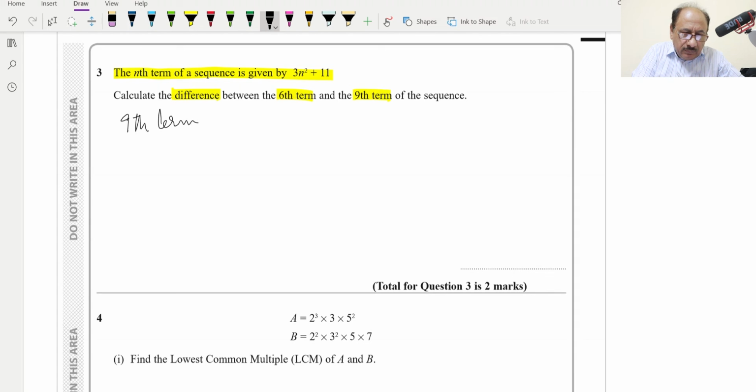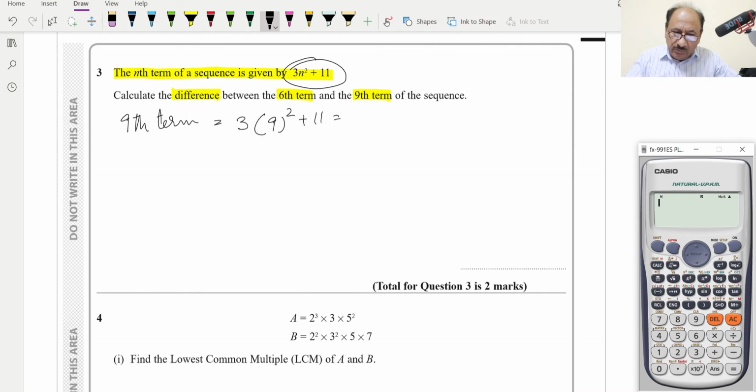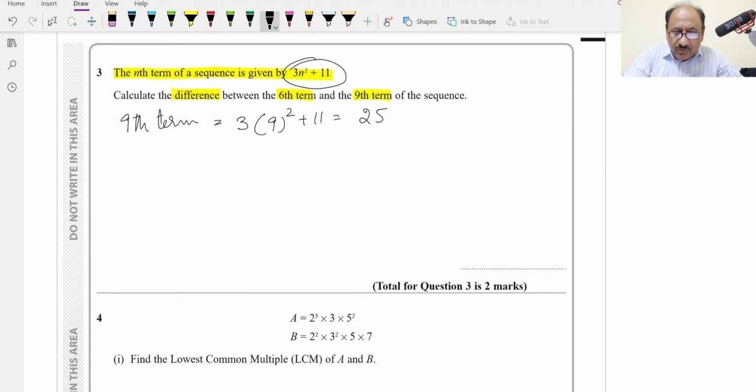The 9th term will be equal to, in this given nth term we'll be replacing n by 9, so we'll get 3 into 9 squared plus 11, and this will be equal to 3 into 9 squared plus 11 is equal to 254, so we can write here 254. So the ninth term is 254.